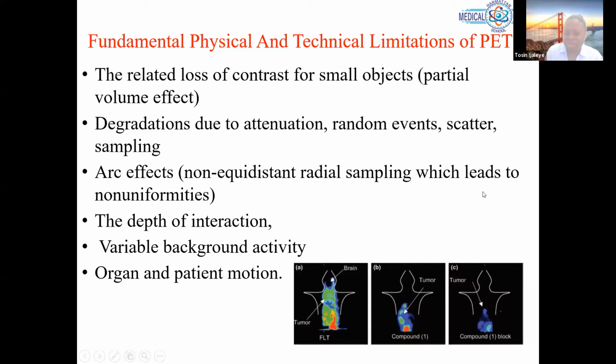The figure here shows a PET scan of the brain, and this is the tumor, and we can see it in various dimensions, at the coronal level and at the lateral level.